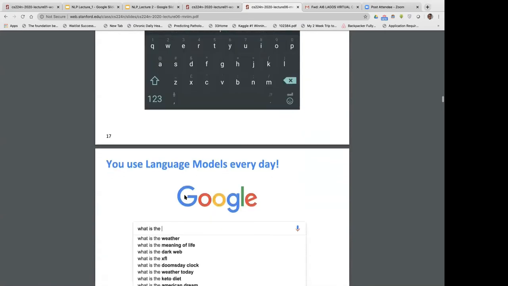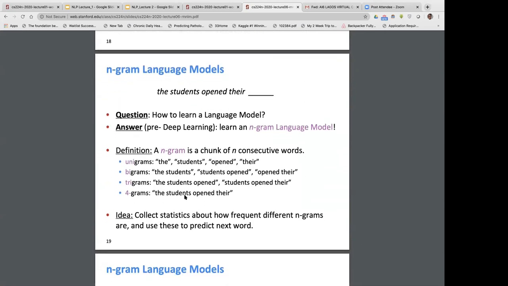So how do you learn language models? In the pre-deep learning era, to learn a language model, they used an n-gram language model. So what's an n-gram? An n-gram is a chunk of n consecutive words, words that come after each other. We have different types of n-grams: unigrams, bigrams, trigrams, four-grams. Unigrams are just single words. Bigrams are two consecutive words.